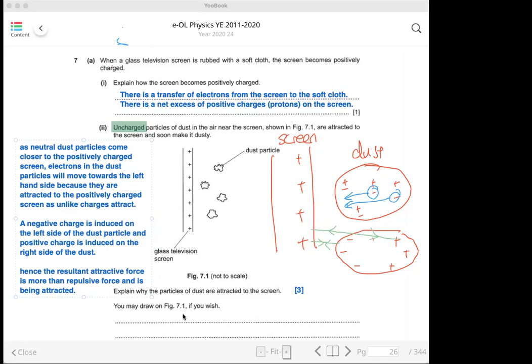Okay, and then you can use the picture in the exam. You can actually draw all these plus and minus onto this diagram to help you explain better. Okay, everybody okay?